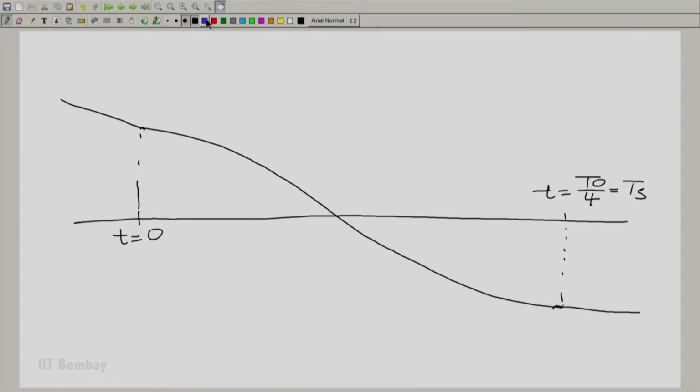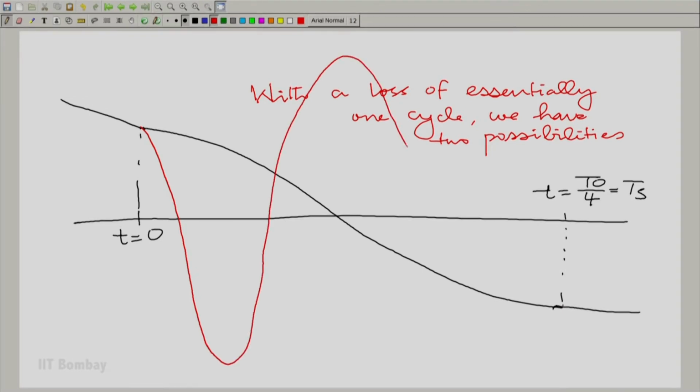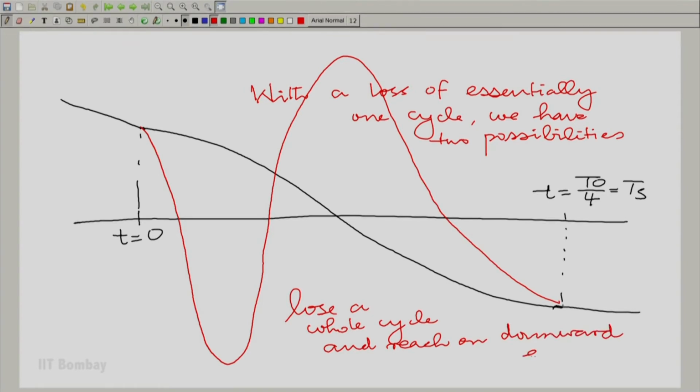So let me once again put those before you. I am revising this because it is a very important idea. With a loss of essentially one cycle, we have two possibilities. In one possibility, we lose the whole cycle and then return to this on the downward edge as it should be, which I am now showing in red. So I go all the way, I lose the whole cycle, and then I reach here on the downward edge.